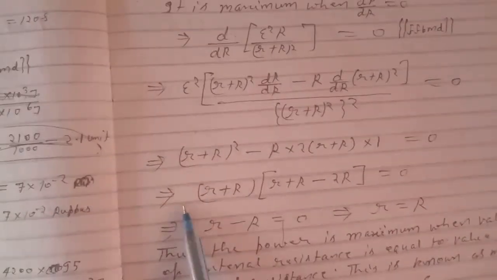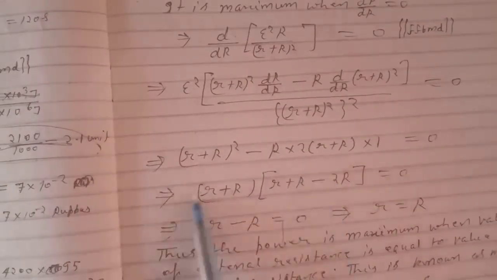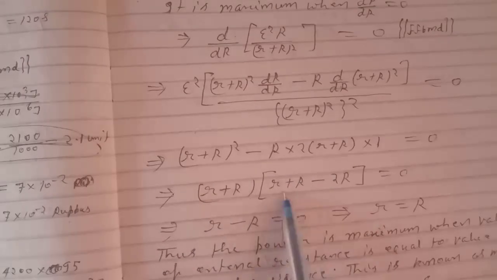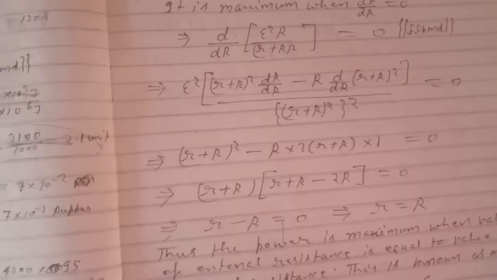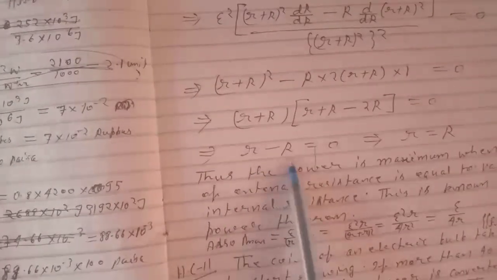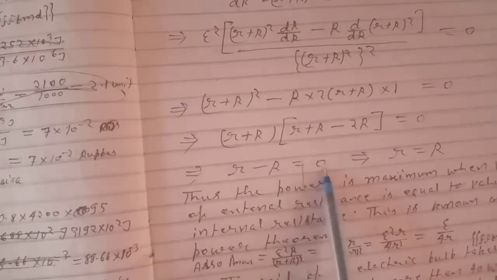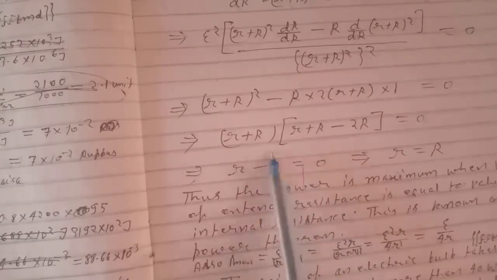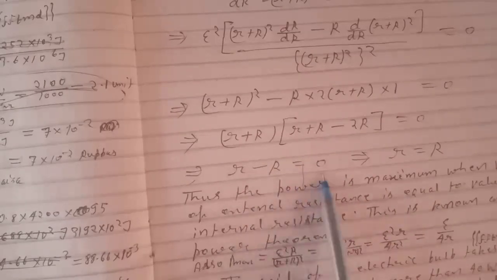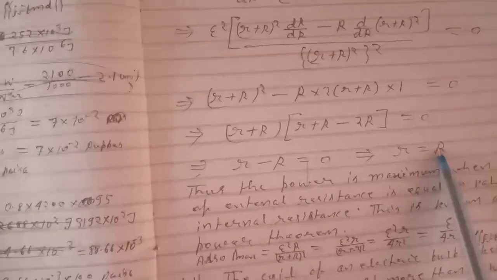This implies, now take (R plus r) common. This implies R plus r minus 2R equals 0. This implies r minus R equals 0. This implies R equals r.